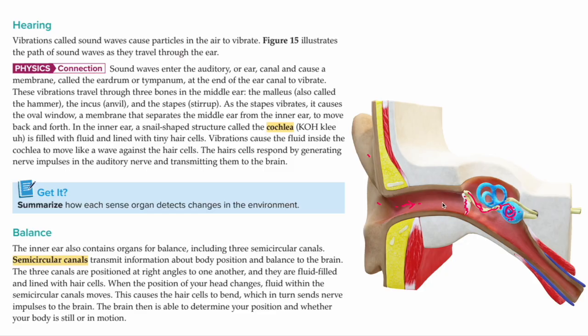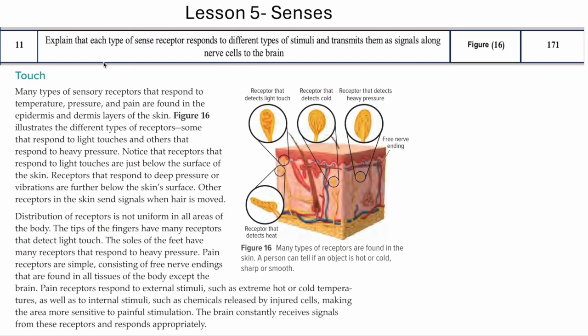According to the sound coming from outside, these hair cells vibrate. That creates nerve impulses, right? Nerve impulses. And these impulses travel through the auditory nerve and it reaches the brain, and the brain gets the perception of hearing, or the brain processes the information, and you hear the voices. And these three canals, the semicircular canals, help you to stand straight or keep balance. And question number 11 is from page number 171.